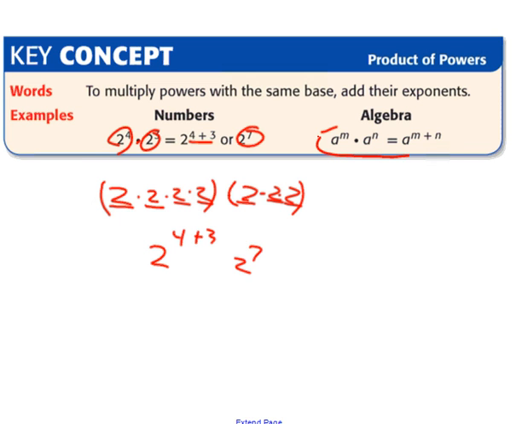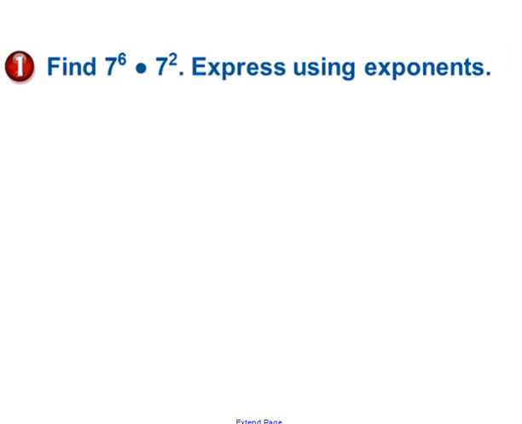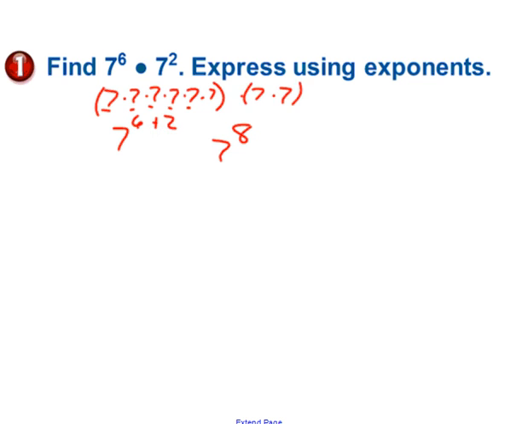And here it is in algebra terms. a to the m times a to the n is equal to a to the m plus n. Well, let's jump right in here and do an example. 7 to the power of 6 times 7 to the power of 2 is 7 to the 6 plus 2, or 7 to the 8th. We can check that out. 7 times 7 times 7 times 7 times 7, that's 1, 2, 3, 4, 5 times 7. That'd be 7 to the 6th times 7 times 7. So it's 7 to the 6th, to the 7th, to the 8th. 7 to the 8th is the correct answer.